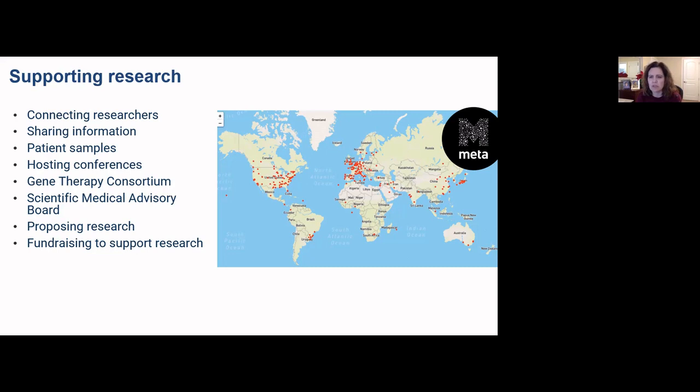We have a patient registry so that we are able to accurately represent the patient voice with researchers. We have a gene therapy consortium that brings together several different groups that are looking into gene therapy. And we have a scientific medical advisory board. We bring research suggestions to these researchers. We funded 4 different fellowships for 2022. And we keep fundraising to support more research. So we do all we can to help everyone move forward in research.